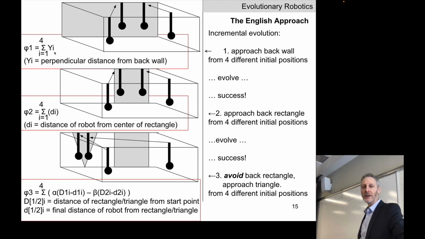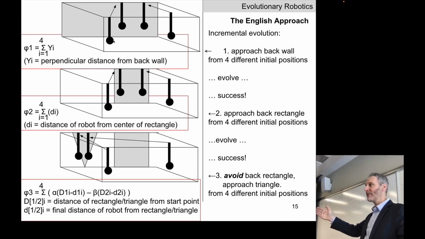They're going to compute something, yi here, 4 times for these 4 trials for a single neural network controller. Yi is simply the perpendicular distance from the back wall. So they basically want to see how close the robot gets to this back wall when they start it from different XY positions underneath the table. Not too difficult. Didn't take them a lot of generations to evolve a robot that does that.